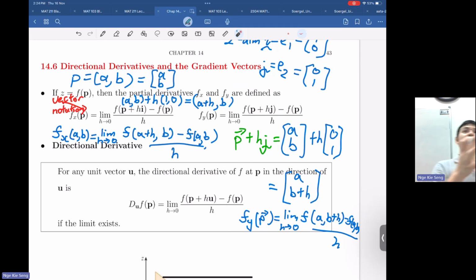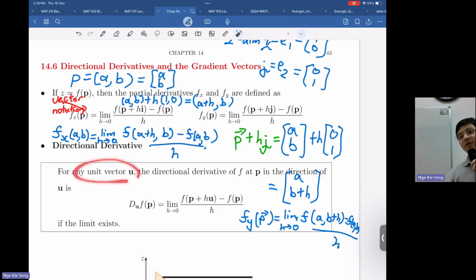Okay, so we can make this vector into any vector we like in two-dimensional space, and then we call it U. We can take the limit of f(p plus a small change in the direction of u) minus f(p), over h. The rest is the same. What's changing is the direction of your i and j. You pick the linear combination of i and j in the direction of u.